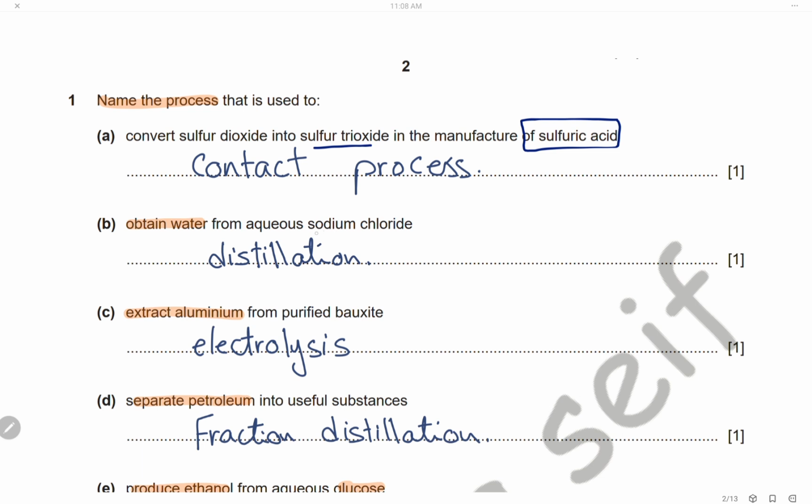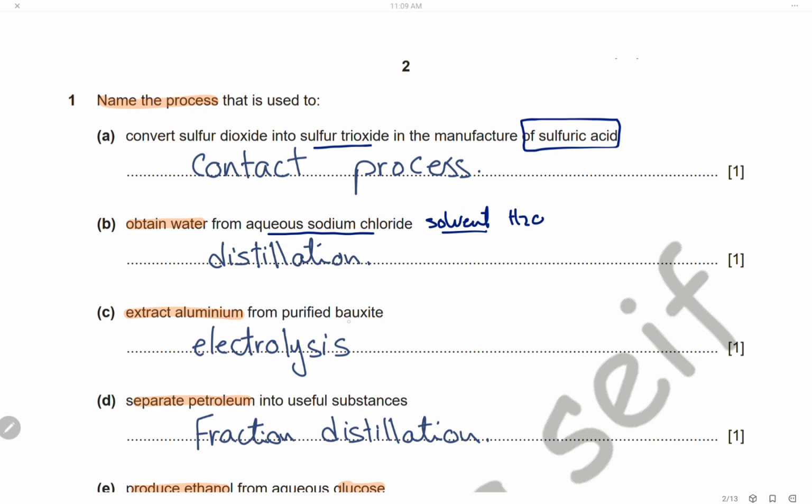Obtain water from aqueous sodium chloride. Aqueous sodium chloride means we have a solution of sodium chloride where sodium chloride is the solute and the solvent is water. So to separate a solvent from a solution, we can use distillation, where we heat the solution, the solvent will evaporate, cool it, and condense it to be collected as pure solvent.